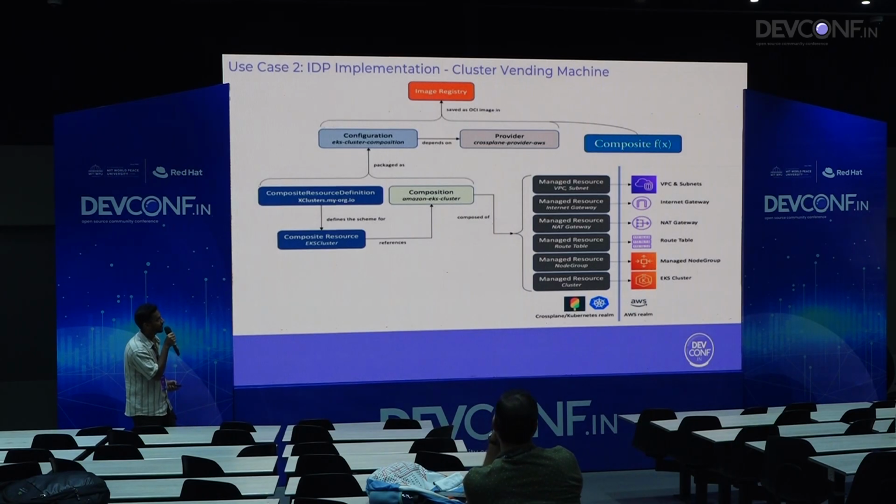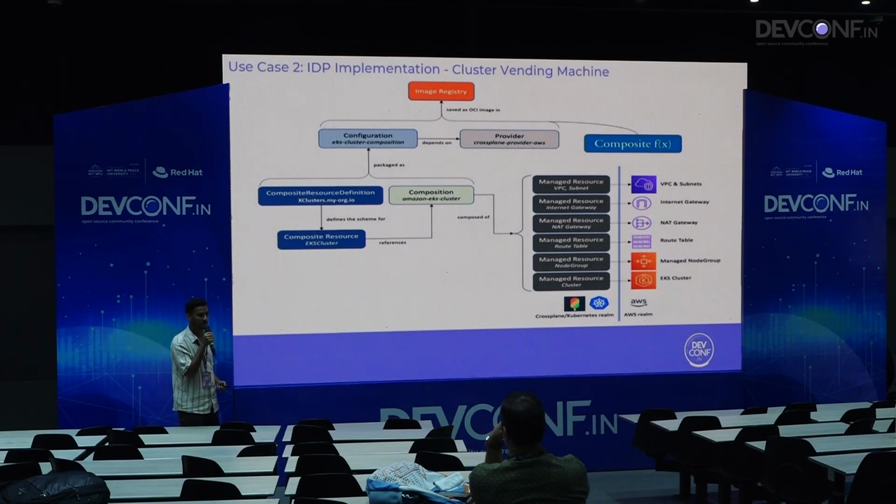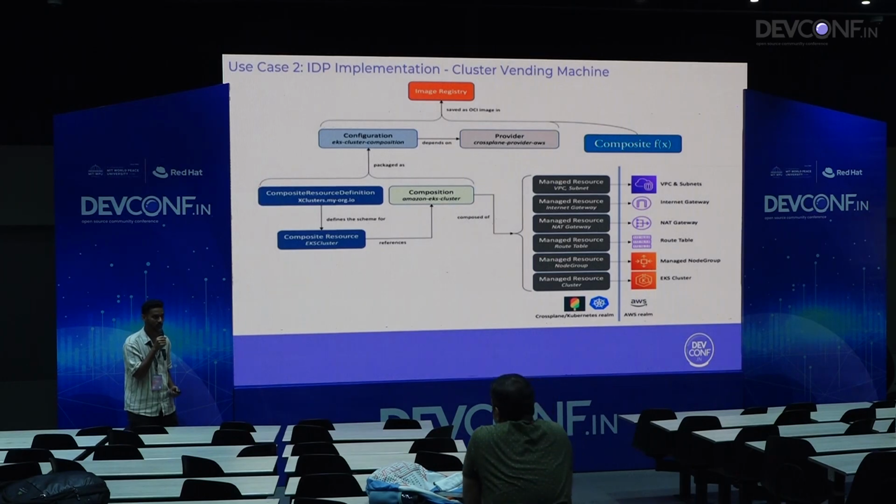So for that, I created what we should call a cluster vending machine. Some of the Crossplane resources I have created are the composite resource definition, which, from the business point of view, defines what the API looks like. For example, if you need a Kubernetes cluster in AWS, then these are the pieces of information you need to give: node group, the node size, the region, and the Kubernetes version maybe. You can decide whatever, because it's fully customizable.